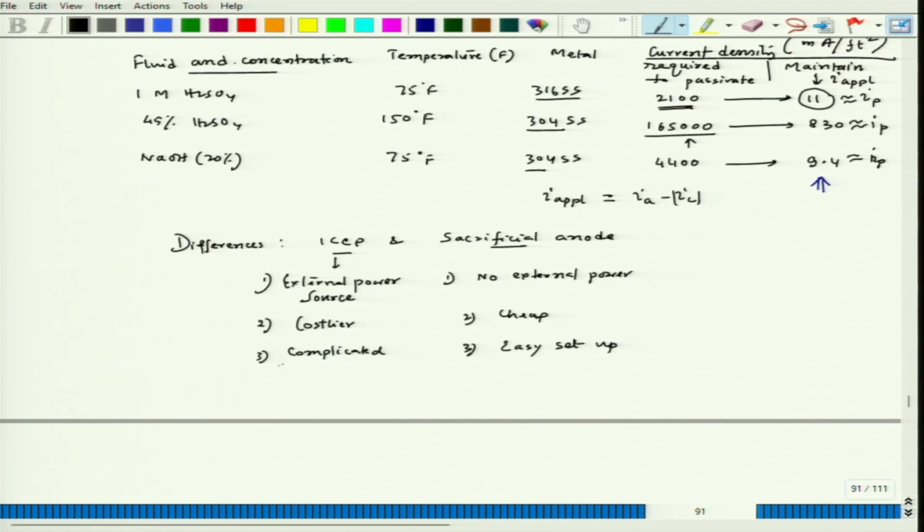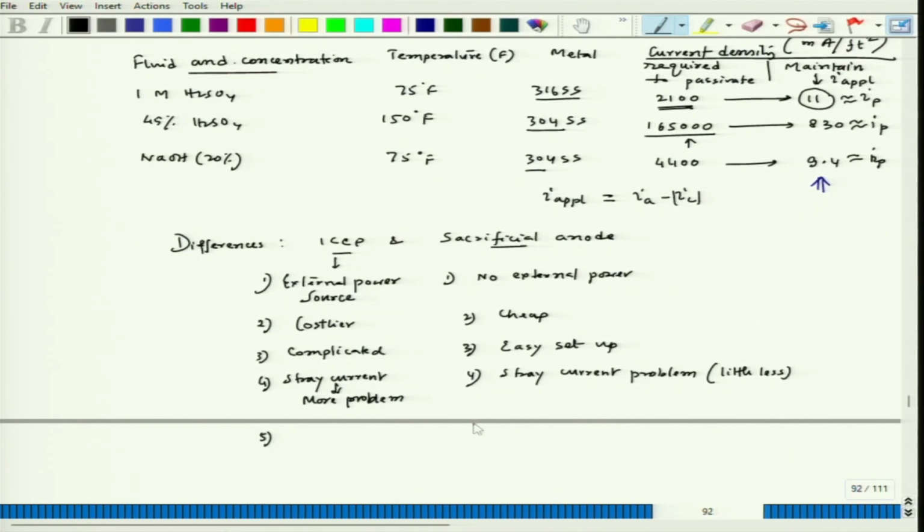sacrificial anode. Now, if we consider another difference, here we know that stray current problem is little less, but here stray current problem is more problematic, it means here the field would be much more heavy compared to the sacrificial anode case.